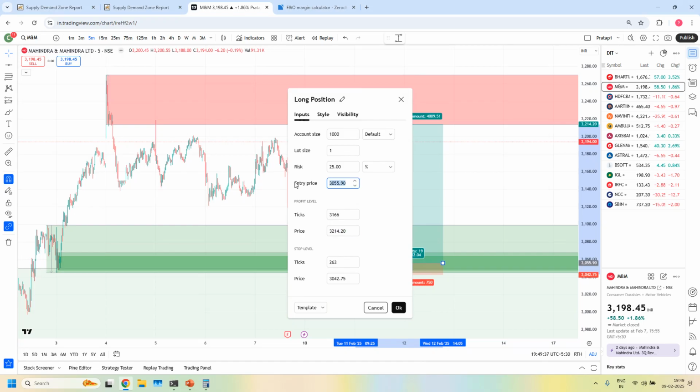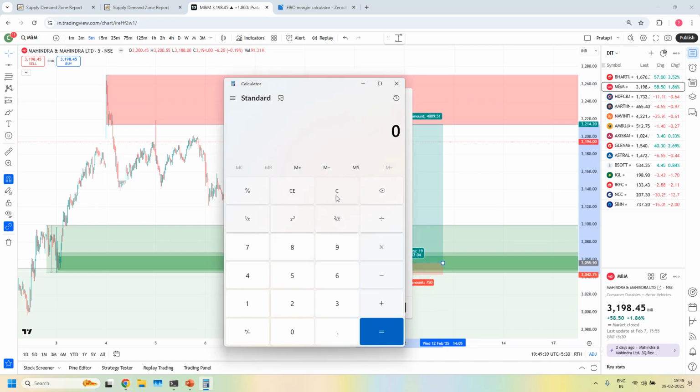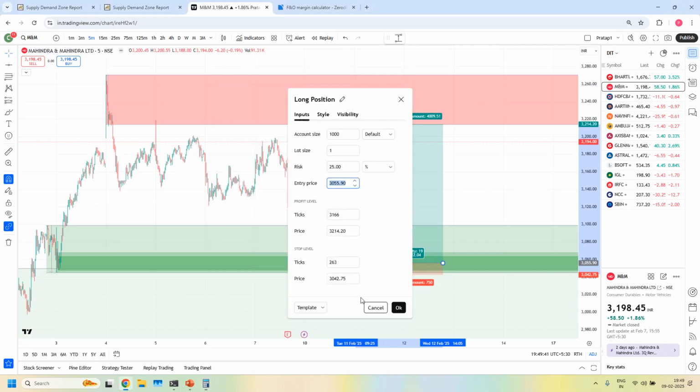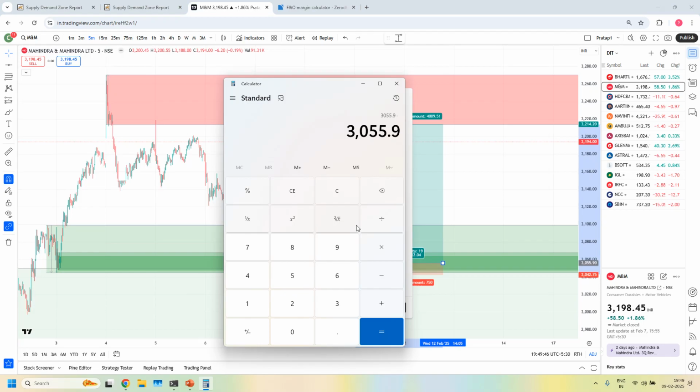Entry price 3055.90 minus stop buffer, 304 to 75, the stop loss, into 175 into 100 divided by 1,08,700. You got 2.1, close to 2%.